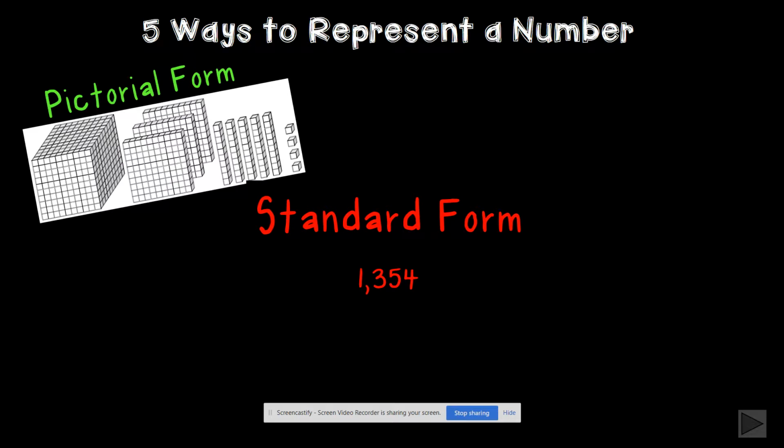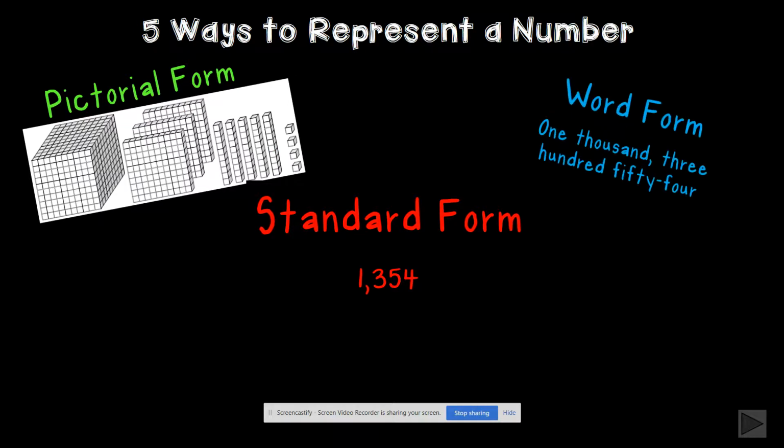Next, we have pictorial form, where we represent this number by using a group of pictures that show the value of the number. We have word form, where we just simply write down the words that we would say out loud, 1,354.